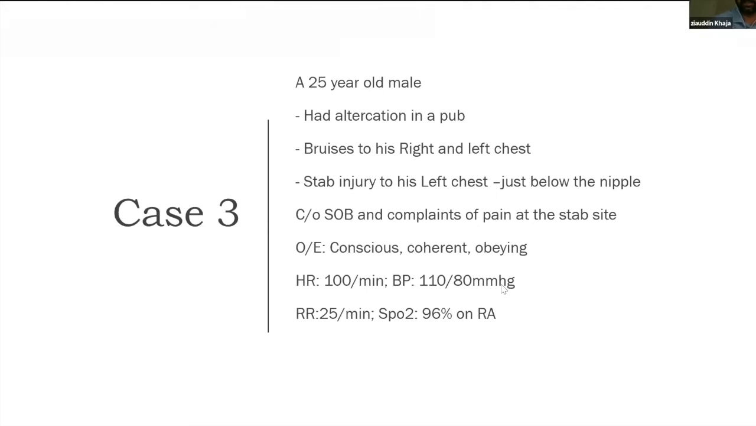Right. So when we saw him, he was conscious, coherent, obeying, and you can see his numbers. Good heart rate, maintaining blood pressure. Everything was fine. He looked okay, but was complaining of shortness of breath. Again, he'd had a few drinks, smelling of alcohol. So as a clinician, you should concentrate medically on what's going to happen, what's the worst that can happen in the emergency department.